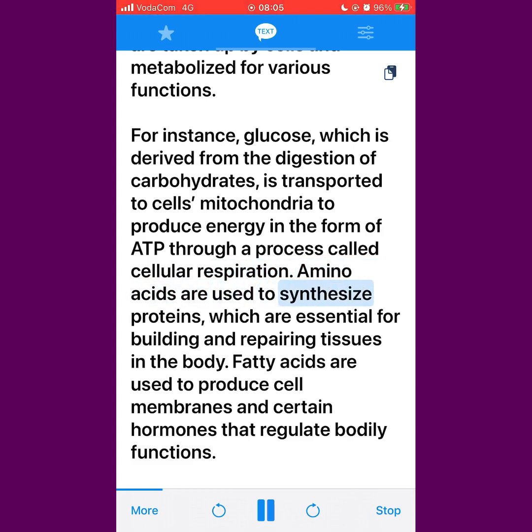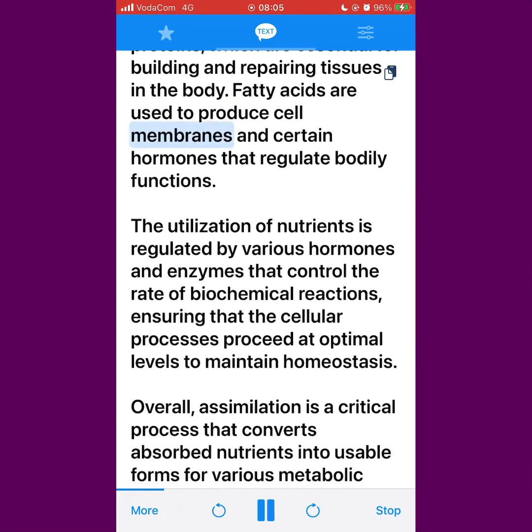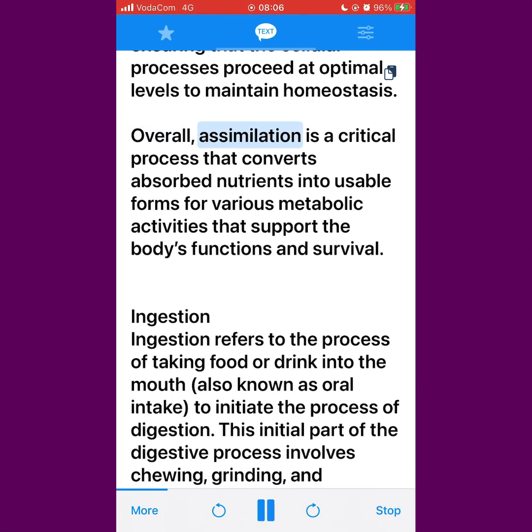Amino acids are used to synthesize proteins, which are essential for building and repairing tissues in the body. Fatty acids are used to produce cell membranes and certain hormones that regulate bodily functions. The utilization of nutrients is regulated by various hormones and enzymes that control the rate of biochemical reactions, ensuring that the cellular processes proceed at optimal levels to maintain homeostasis. Overall, assimilation is a critical process that converts absorbed nutrients into usable forms for various metabolic activities that support the body's functions and survival. Ingestion.